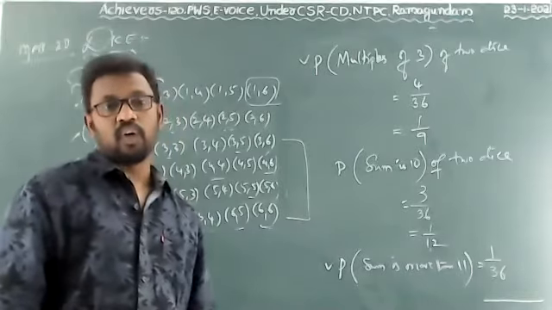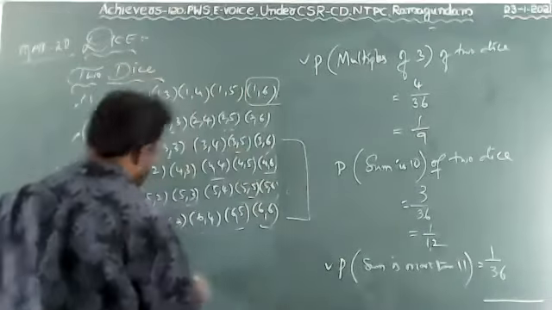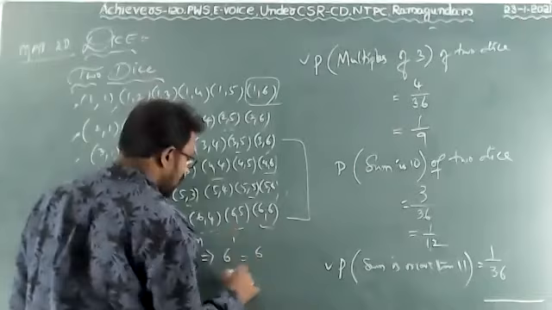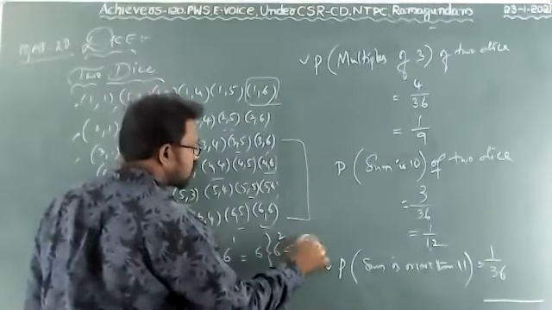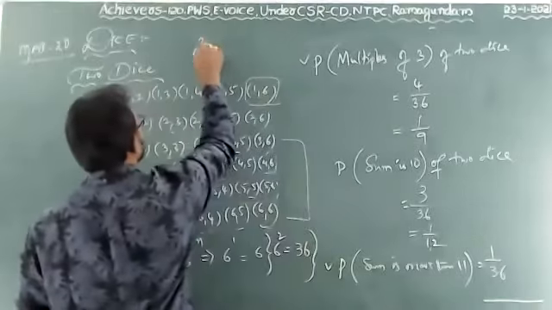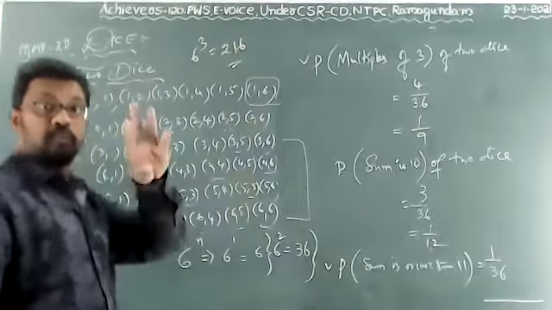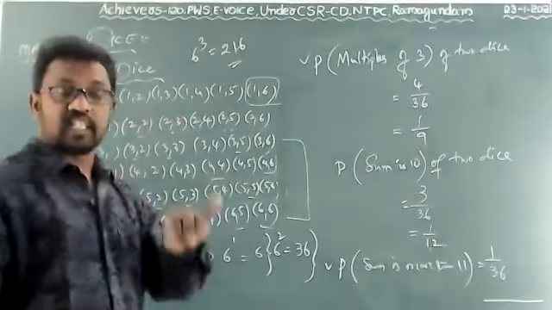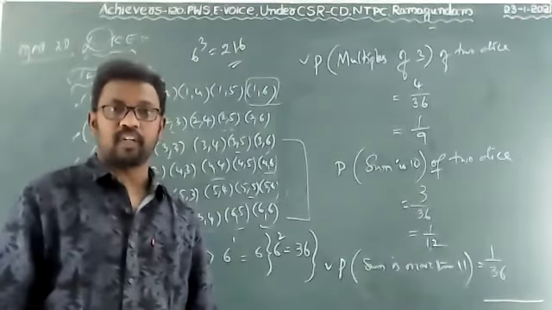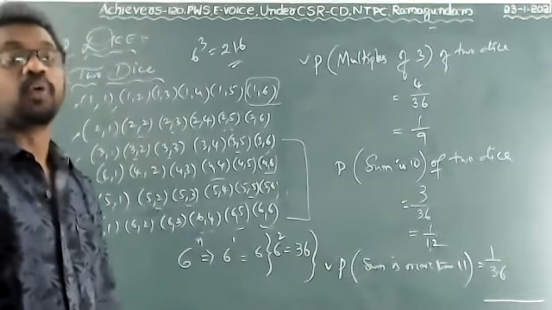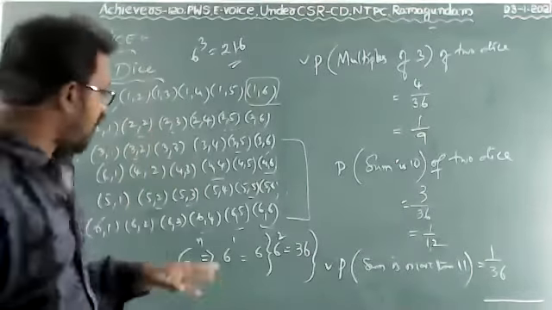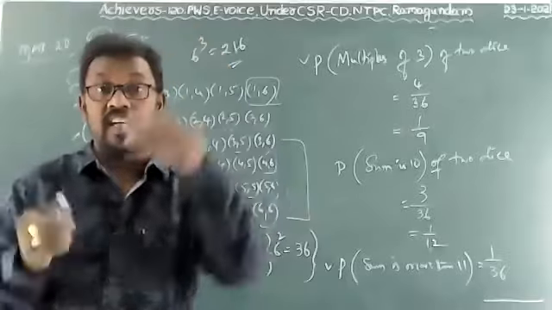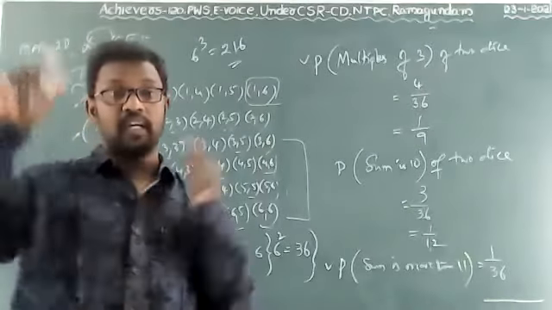We even have a formula for how many total outcomes there will be with n dice. 6 power n is the formula. Here we took 6 power 1. With 2 dice, 6 squared is 36. Suppose 3 dice will be there. Chances will be 216. 6 sixes are 36, 36 sixes are 216. But you won't get such questions; I am just saying the formula. 6 power n is the formula because 6 faces are there. 2 power n is the formula for coins because 2 faces are there in a coin.